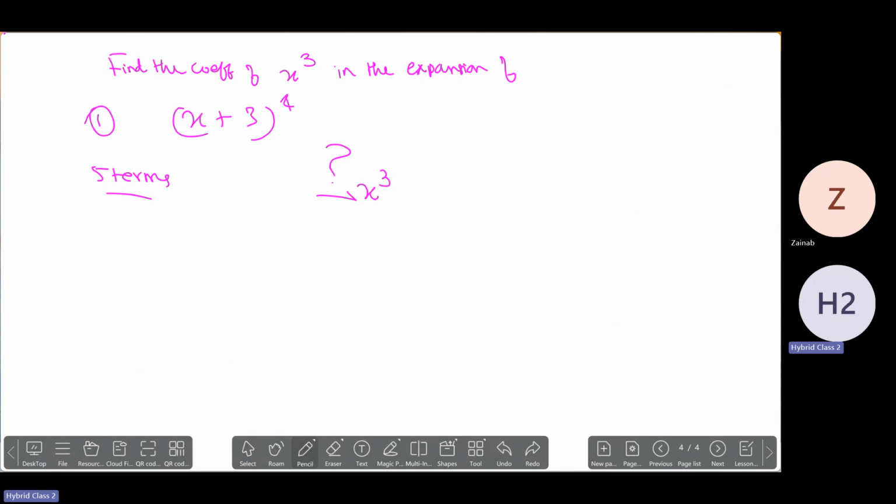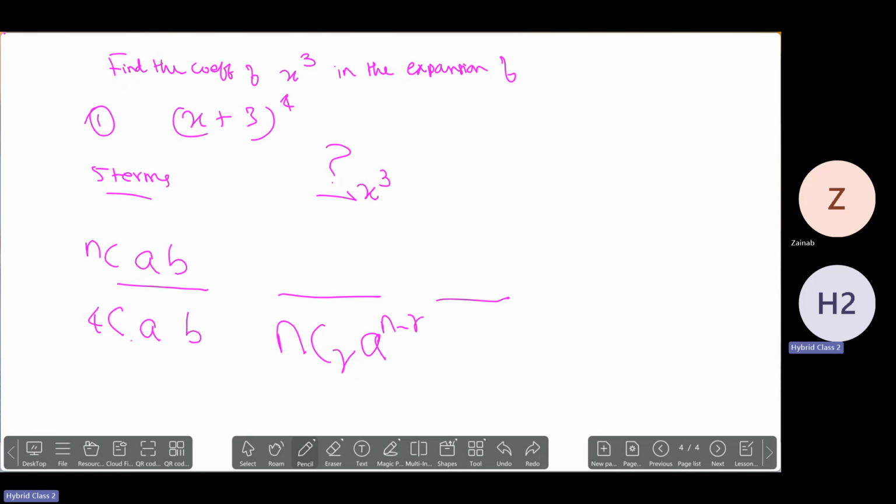Pascal's triangle. See, if you look at it now, in all the terms, what are we writing? A we are writing, B we are writing, then nCr, that number we are writing. So here n is 4. 4C, some number to be here. Then A to the power some number, B to the power some number. In general, we can write nCr A to the power n minus r, B to the power r.